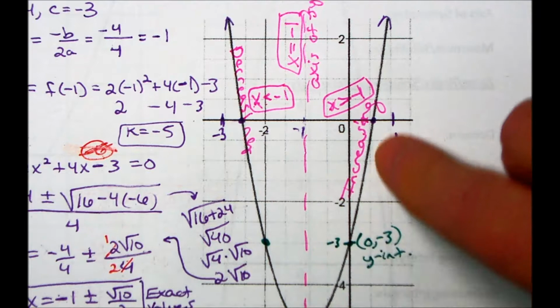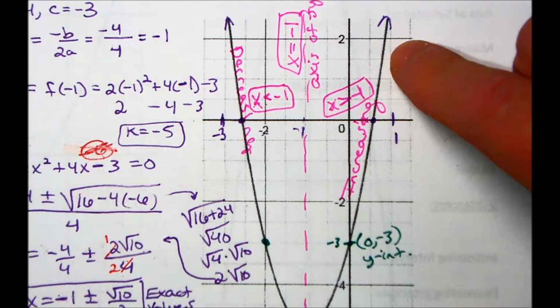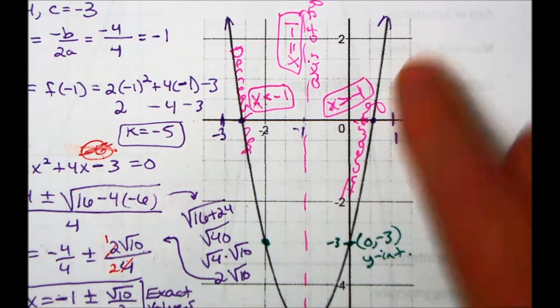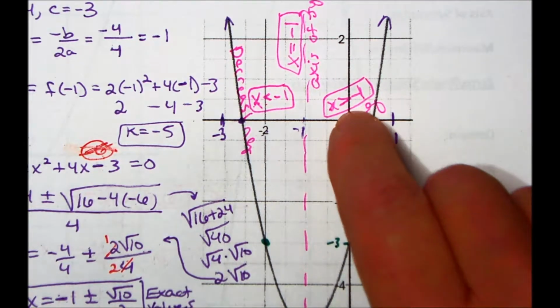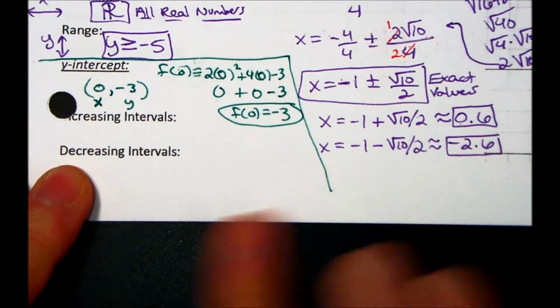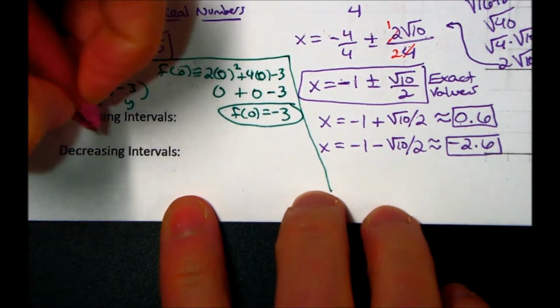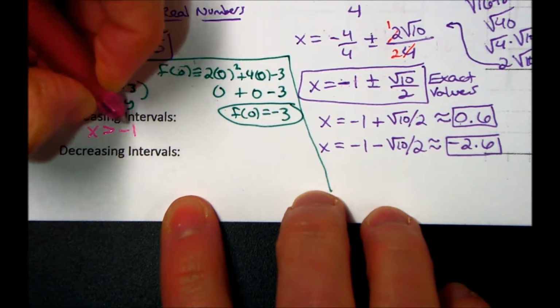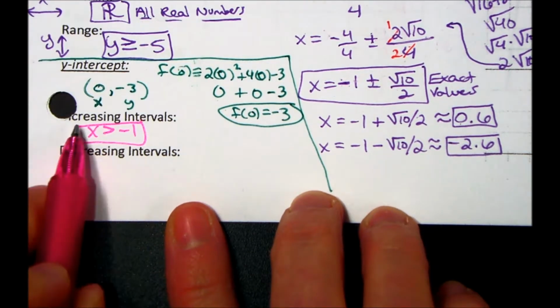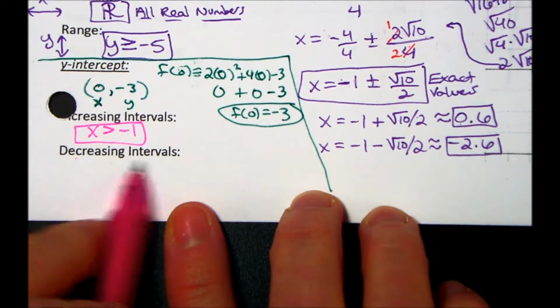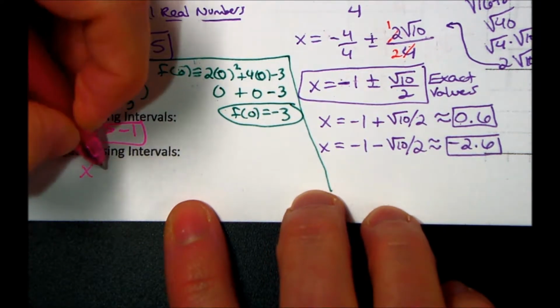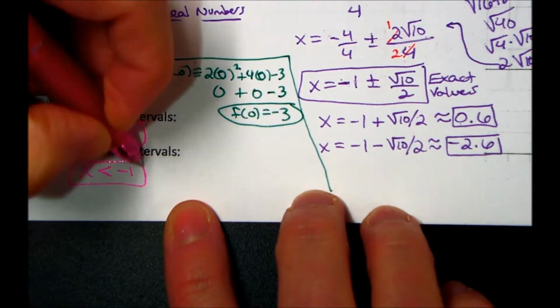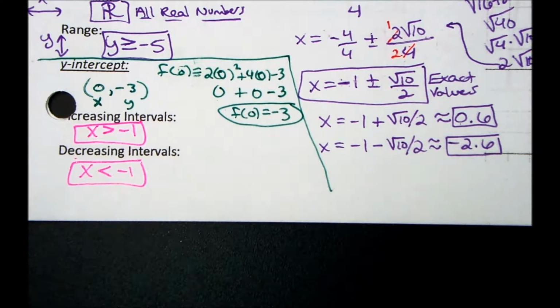So these points all over here have y values that are increasing, but the y values are increasing when x is greater than negative 1. So for the increasing interval, that was on the right side, we would say x is greater than negative 1. The decreasing interval is when x is less than negative 1. And now we've completed all of the parts that we need to for number 2.